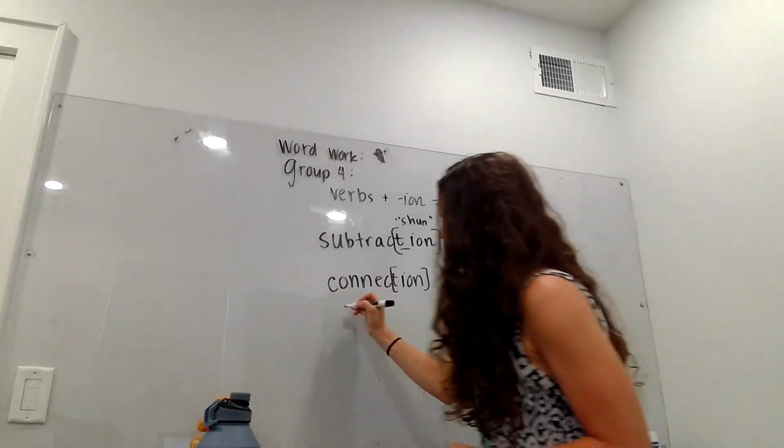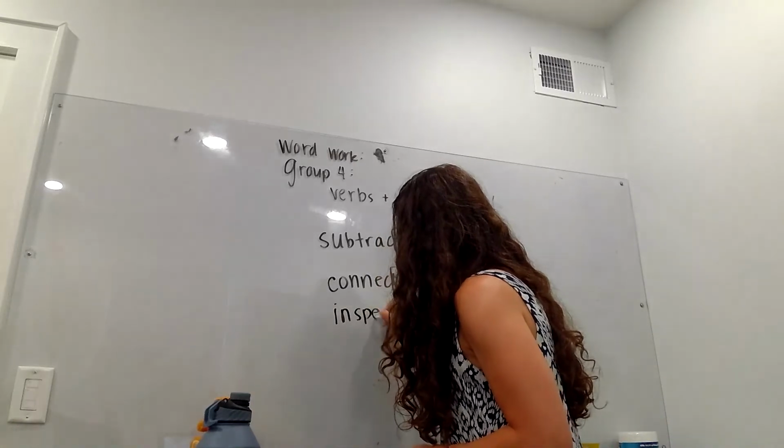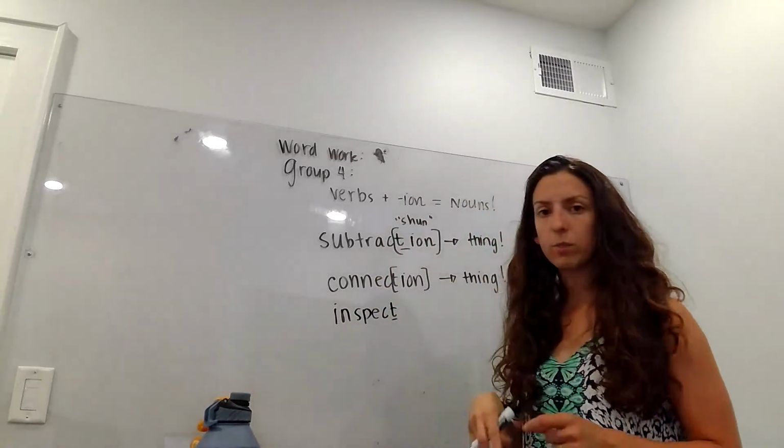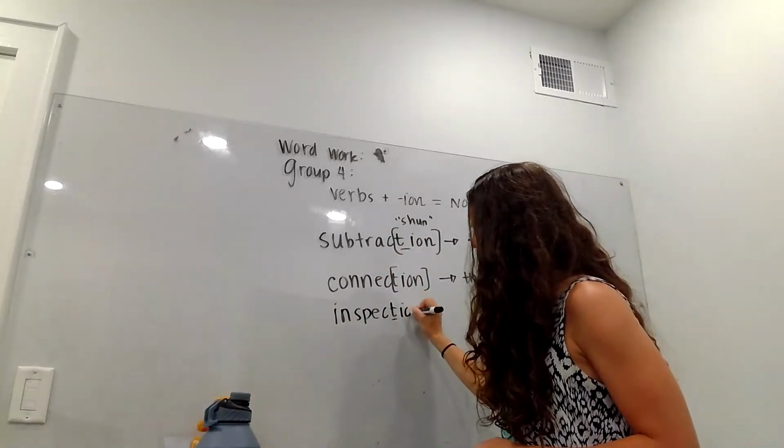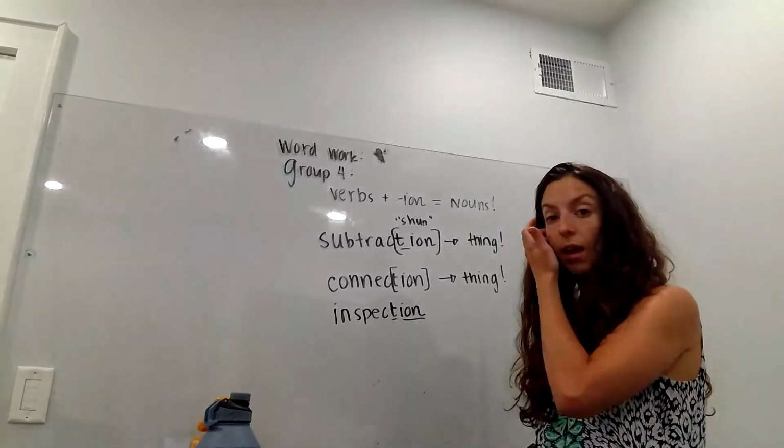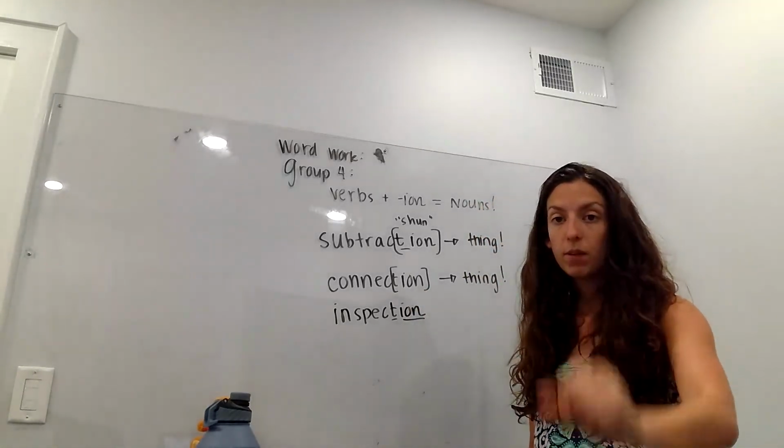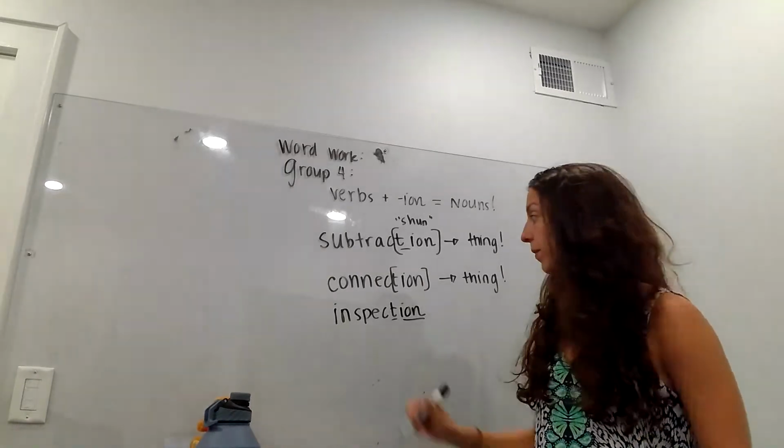Another great one is inspect. Ends in a T, so I can inspect my car, right? I'm going for an inspection. Now it's a thing. So that's when a verb ends in a T. Add ion, boom, you're done.